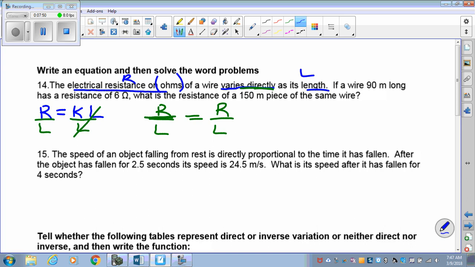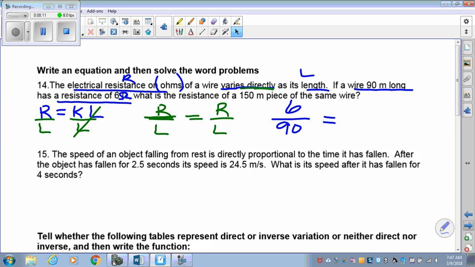And so now I have a wire that's 9 meters long. So that would be L, so that goes in the bottom. And then the resistance is 6 ohms. So resistance, remember, is on top. Those go together. That's one situation. And then I have that other situation here: what is the resistance? So I don't know what the resistance is.